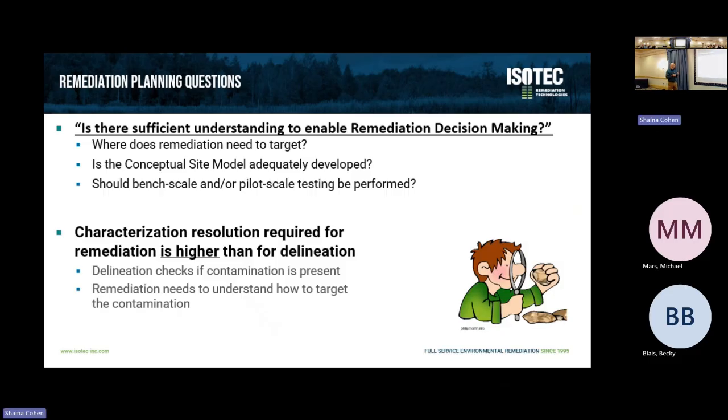And a key component of this is recognizing that the level of characterization that we need for remediation design and decision-making is much higher than it is for delineation. Delineation checks if the contaminant is present and maybe how far it went, where remediation really needs to understand how to target the contamination.